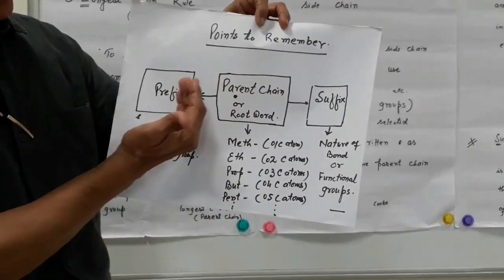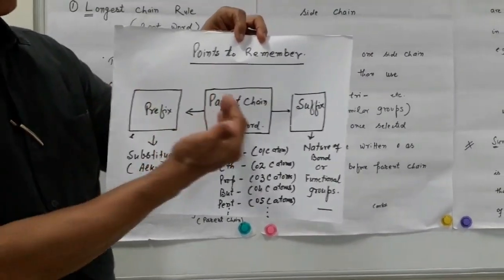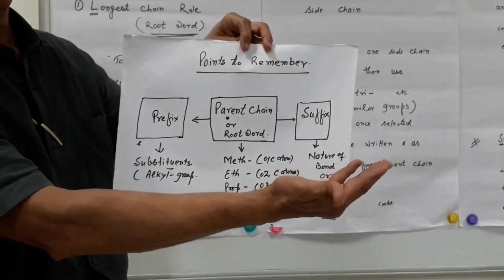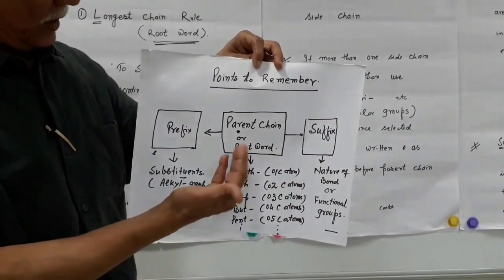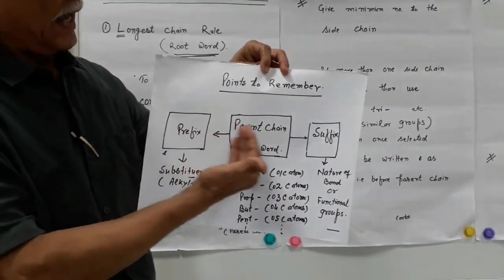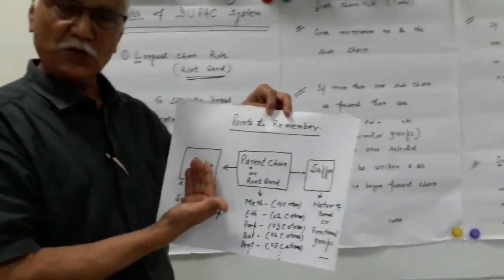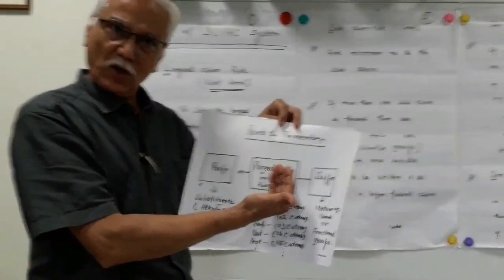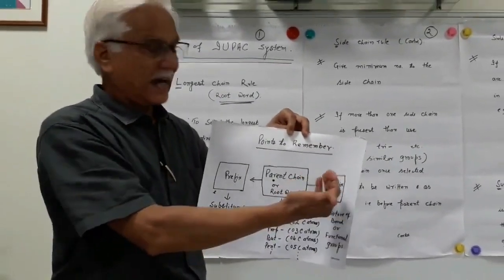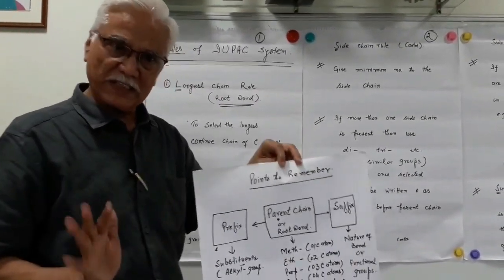Then if any side chain is present, it is used as a prefix, and if a functional group is present, it is used as a suffix. So it will be P, L, S kind of a thing. P is for prefix, L is for long chain, that is the root word, and S is for suffix. Am I clear?